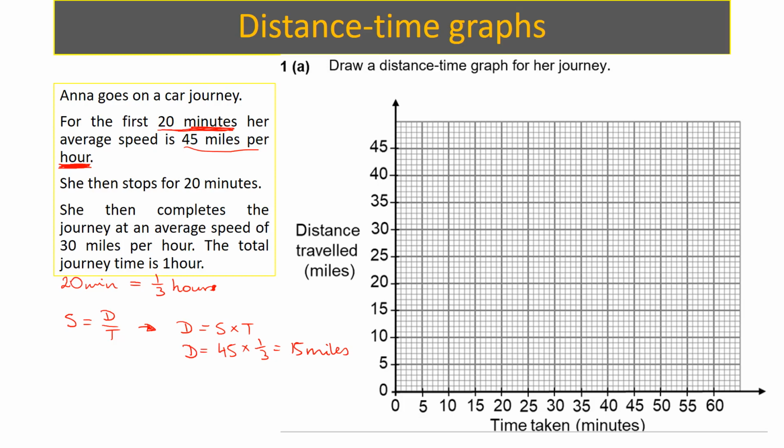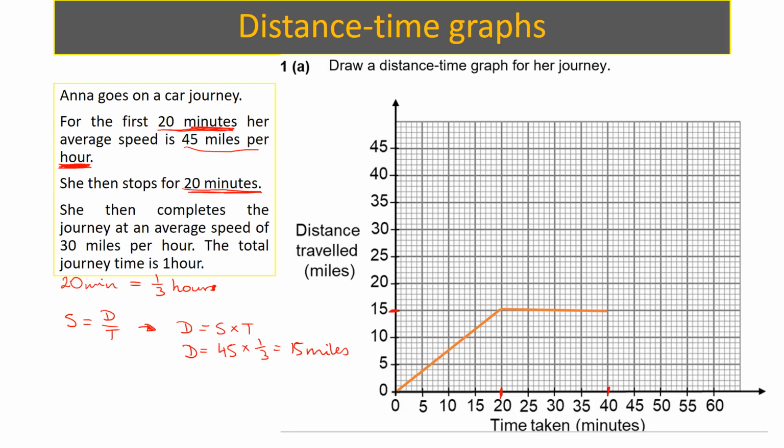So I can now draw the line. I know it needs to go up to 15 on the vertical axis and then up to 20 on the horizontal axis. So you can see it goes up to 15 and then up to 20. Then she stops for 20 minutes. She stops, that means I need to have a horizontal line for 20 minutes. So that's from 20 minutes, it needs to go up to 40. I can draw that line.